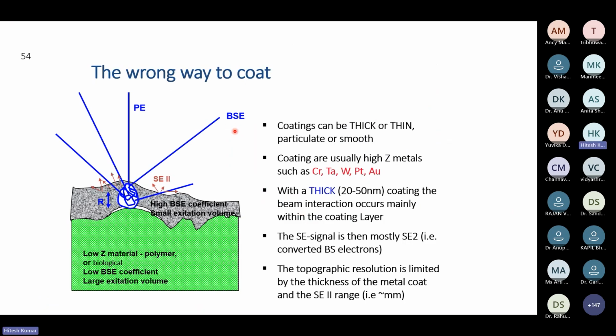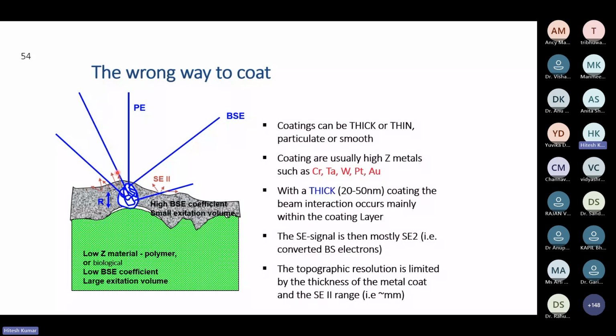Earlier I also talked about coating. For non-metallic samples, this is the main point: how good and how appropriate a coating you are using on your sample. The wrong way of coating is putting a thick coating on your sample. Mostly we use coating when we have a polymer or a non-metallic surface, to make the material conductive.